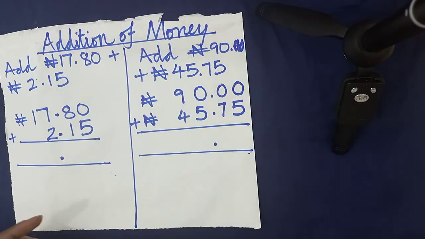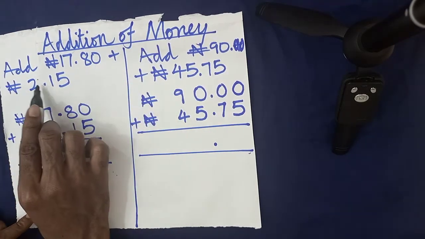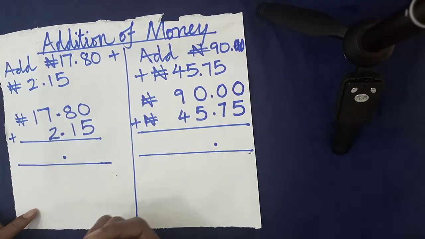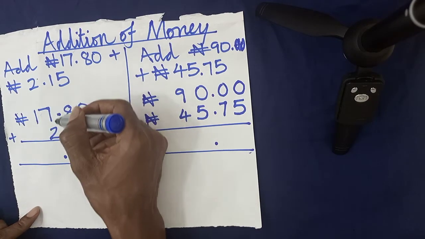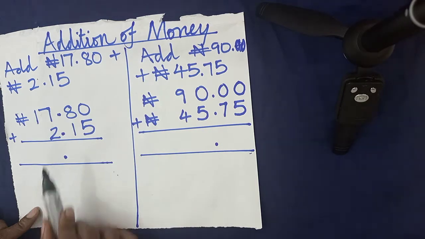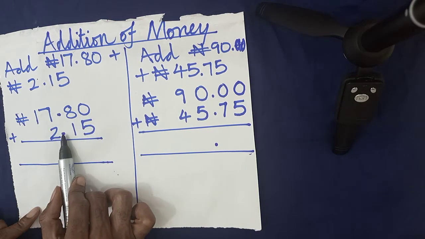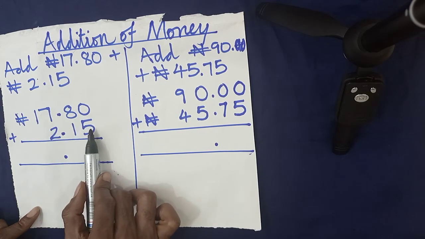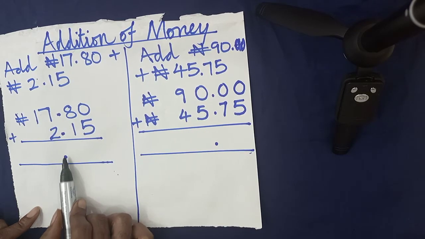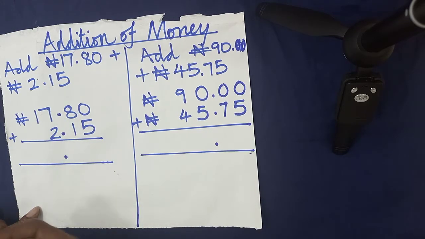Here we have two problems. The first one, we are told to add 17 naira 80 kobo to 2 naira 15 kobo. First thing you do is arrange the points to be in a straight line, okay? So 17.80, 2 point directly under the first point, 15, and our answer also, its point is going to be on the same straight line with the point of the question.